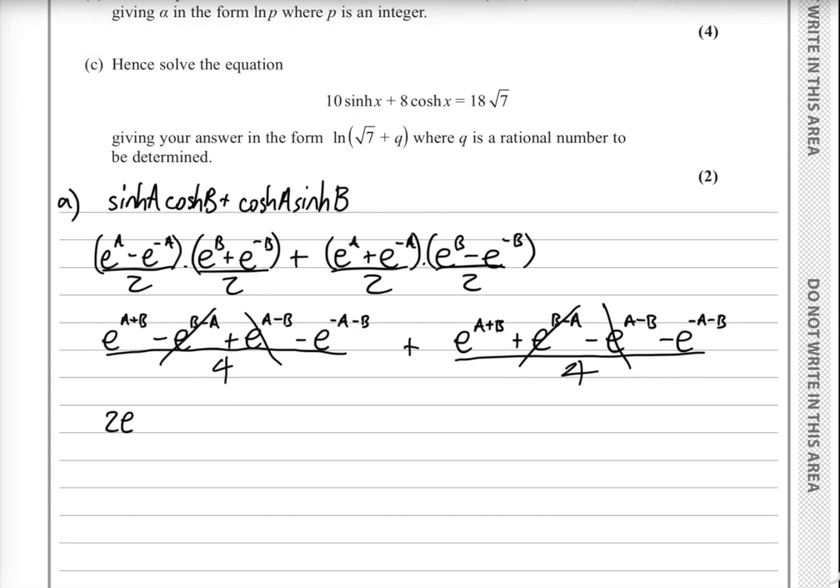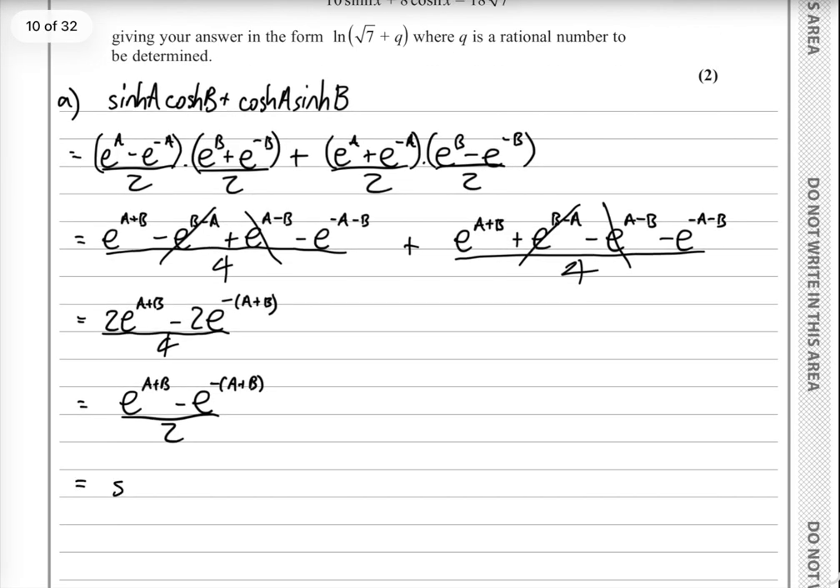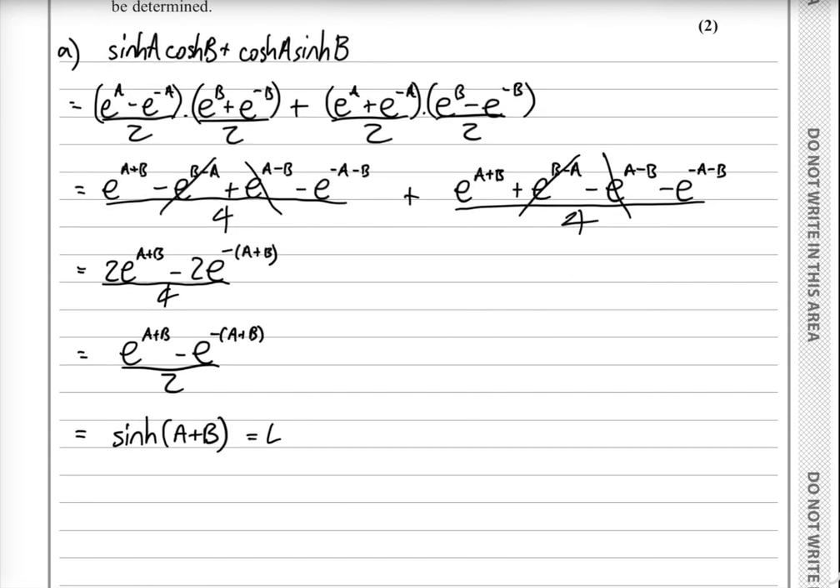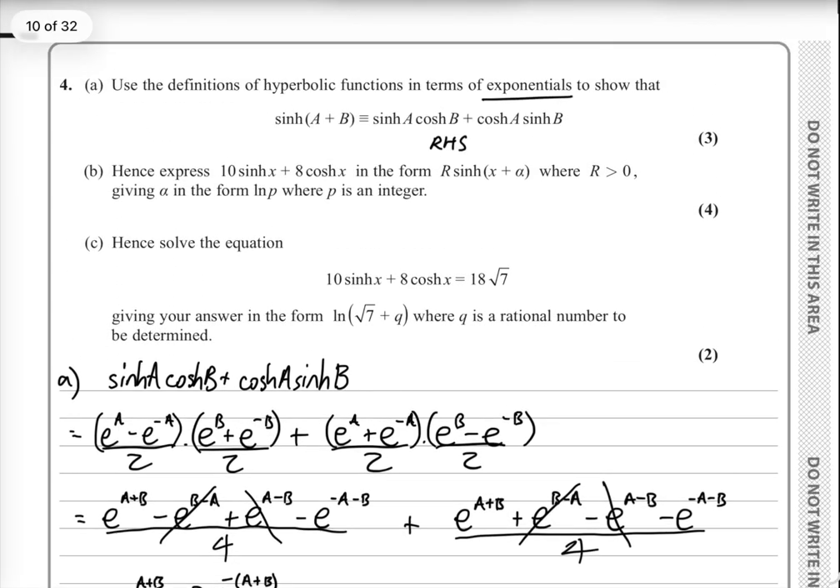So we get 2 lots of e to the a plus b minus 2 lots of e to the minus, let me factorize this now as well, a plus b, all over 4, missing some equal signs here. Then we cancel our numbers, we get e to the a plus b minus e to the minus a plus b over 2, and that is the definition of sinh applied to a plus b, which is our left-hand side. Therefore we have proven this identity.